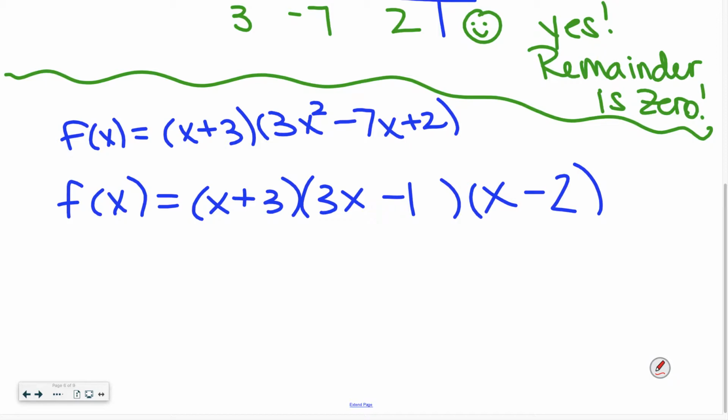So here are our factors, which we could then use to figure out what our zeros are. If I wanted to, I could say, hey, I have zeros of negative 3, positive 1/3, and positive 2. And we can draw a graph if we want. Okay? Eventually, all of this is going to come together.